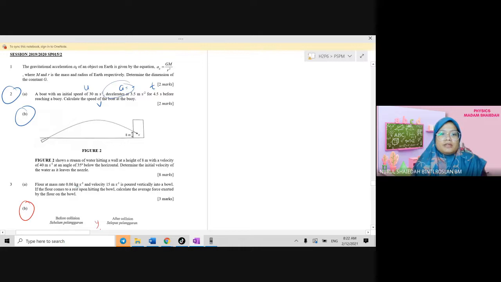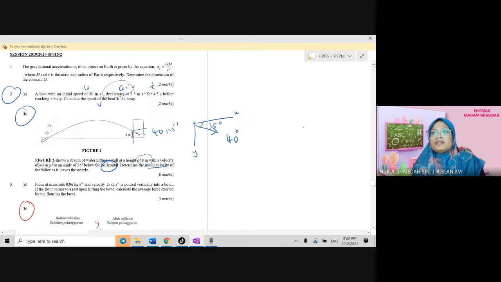Okay, number B. So it gives you a stream of water hitting the wall at a height of 8 meter. From the velocity, it tells you with a velocity, so when it hits, the velocity is 40. Usually it gives you U, this time it gives the final V. And the angle is 35 below the horizontal. So 35 is below horizontal. Below horizontal where? Horizontal is attached to the X component. So the 40 and this 35 is attached to component X. Determine the initial velocity when it leaves the nozzle. So they ask you to find U.